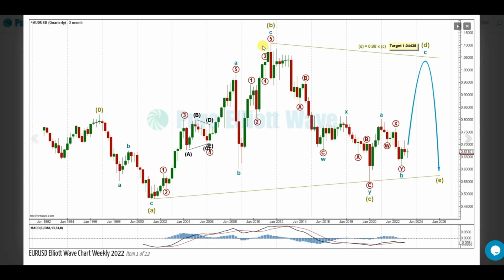But basically, we're looking at the bottom of this supercycle C and going up into a large bull market with a target of 1.04438 and for D to retrace the same amount that C retraced of B, as it often works in these fractals. On the monthly chart, we're looking at this area here, coming down into supercycle C.